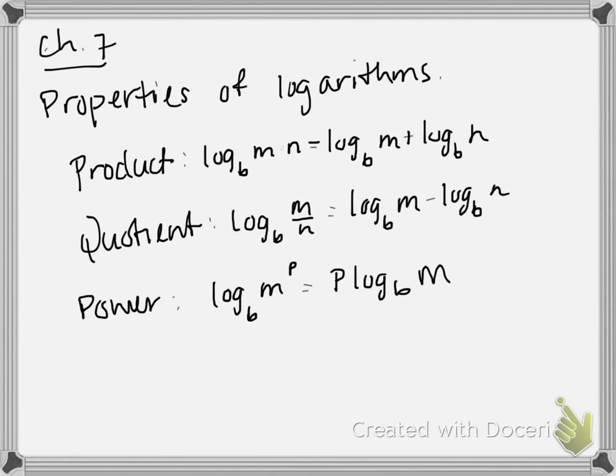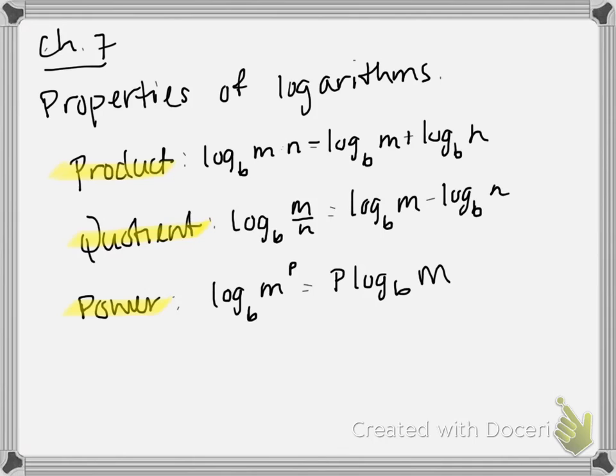Right, I want to talk to you about the properties of logarithms. There are three properties of logarithms: the product property, the quotient property, and the power property. The product property says that if I have log base b of m times n, so some variable m times some variable n, I can rewrite this as log base b of m plus log base b of n, and it would be an equivalent expression.